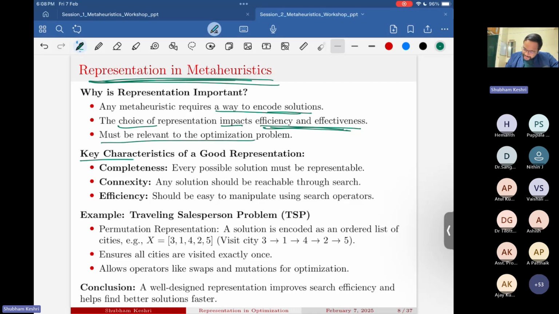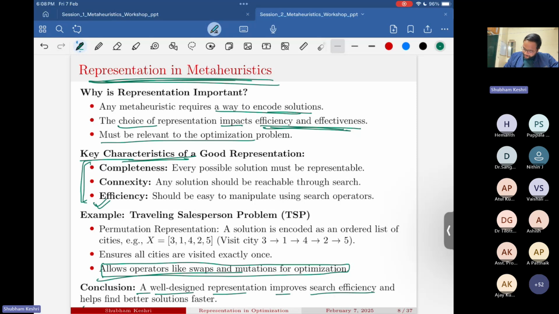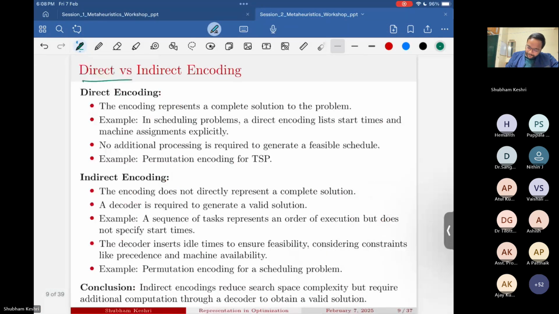Okay. Key characteristics. To understand this, we have to understand neighborhoods. When we have completed neighborhoods, then we'll come back to the key characteristics of representation. We will come back to this. So this we have discussed, and this point also we will discuss when we have discussed neighborhoods. Okay. A well-designed representation improves search efficiency and helps find better solutions faster.